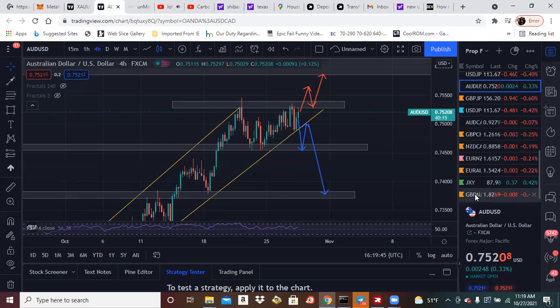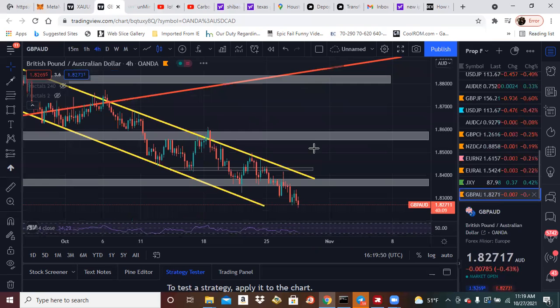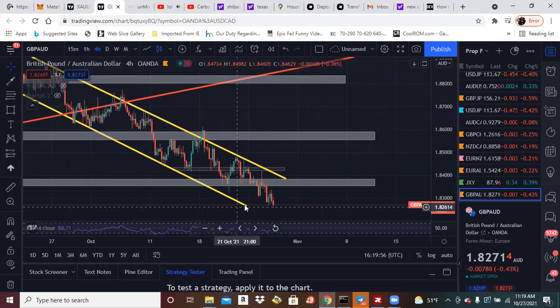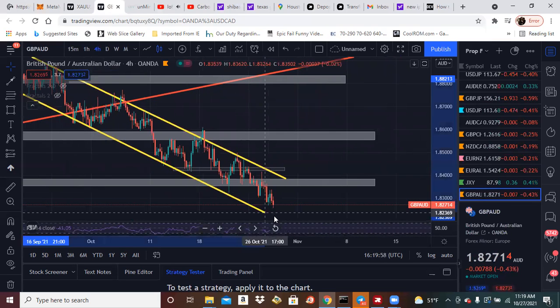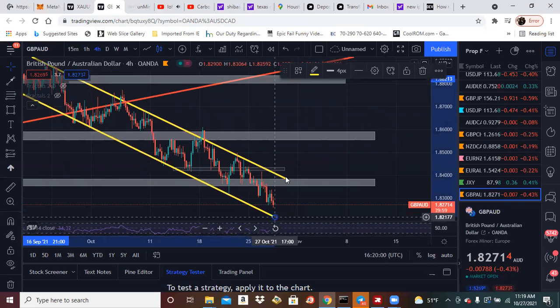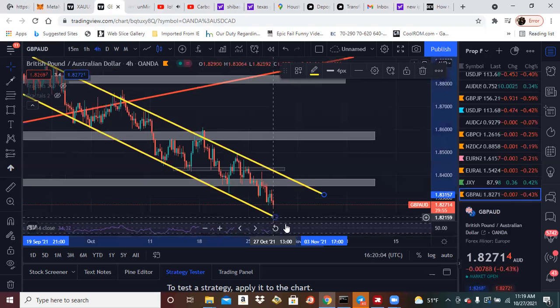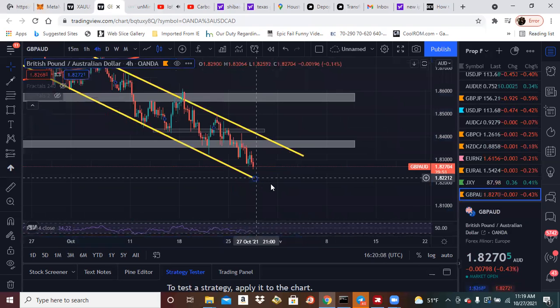The reason why, because that will illustrate that Australia is weak, right? So if Australia is weak, then look at GBP AUD. That means GBP will probably beat out Australia. So it's in a channel too, respecting the channel every time, and it's at the bottom of a channel. It's soon to touch the bottom of this channel.